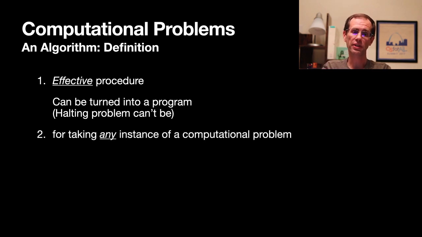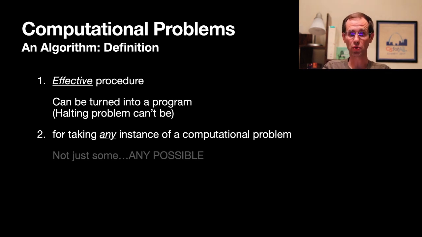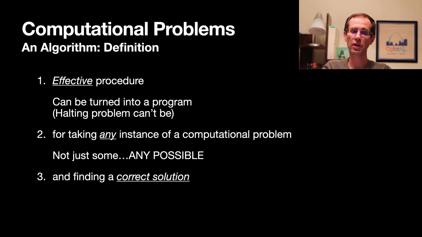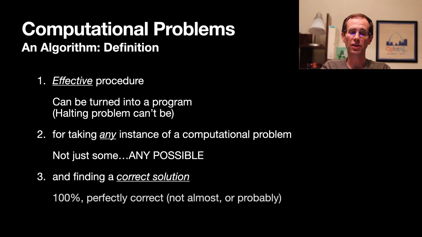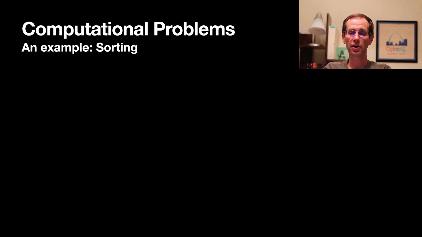Our second point, for taking any instance of a computational problem. That means that any valid input set should work. Any. Not just some, it shouldn't just work on some input sets, it should work on any. Okay, and our third component, finding a correct solution. In the context of 247, we mean it's 100% perfectly correct all of the time. Not almost, not probably. In some contexts in computer science, we're looking for things that are probabilistically correct. It's not the case for our definition in 247. Okay, so with that, let's take a concrete look at our sorting problem and talk about a couple of different ways it could be solved.